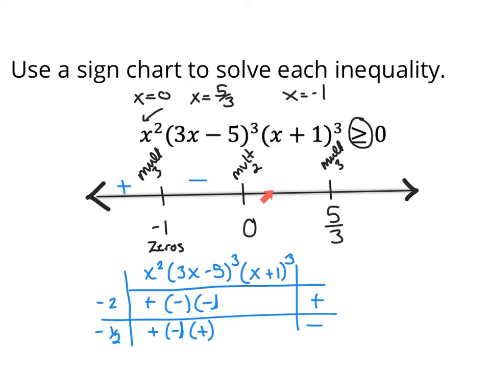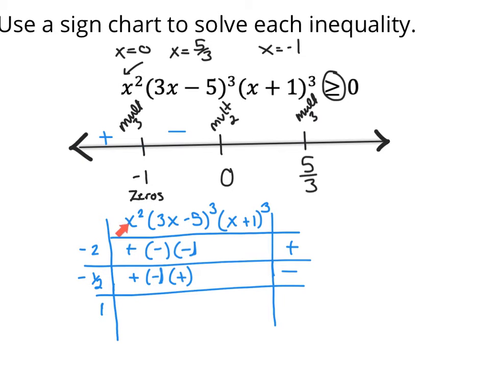Continuing this, I select any value between 0 and 5/3. So I'm going to pick +1. If I plug in +1 here, I get 1, so that's positive. 3 times +1 is 3, minus 5 is a negative, and a negative raised to the third power is a negative. And then I plug in a positive to my third factor. 1 plus 1 is 2, cubed is a positive 8. So positive times a negative times a positive is a negative. So my function will be negative here.